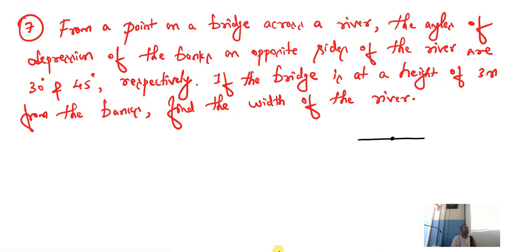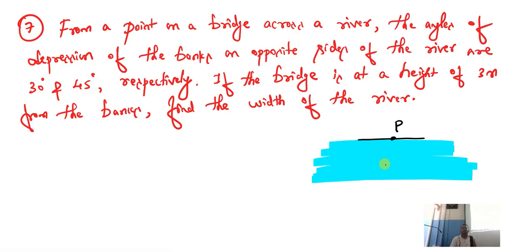From a point on a bridge across a river, the river is flowing down. Here the river is flowing. Understood? On the river, I have drawn one bridge. From this bridge, I have taken a point. Let me call it P. So P is a point on a bridge.